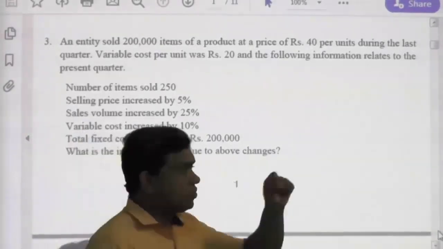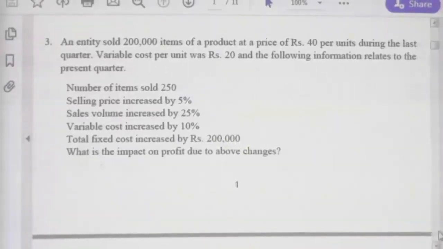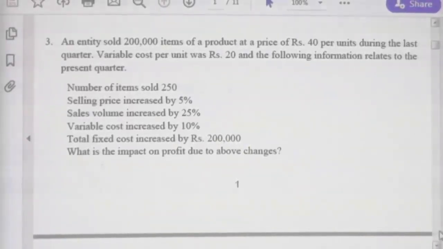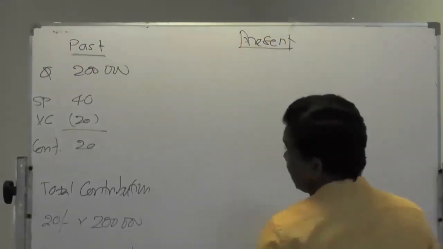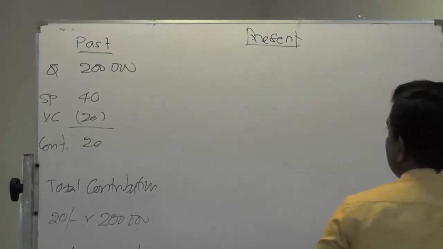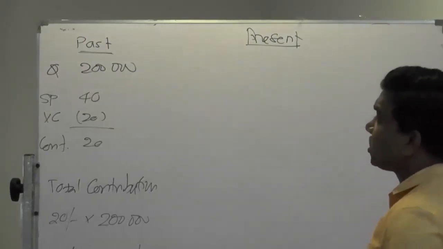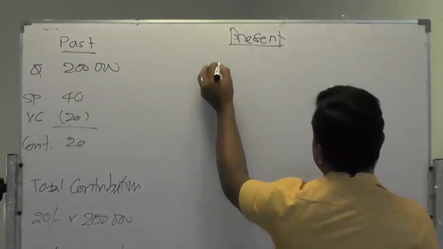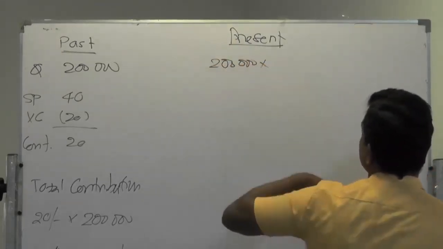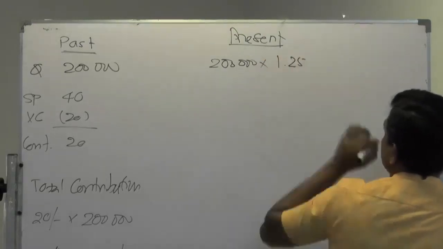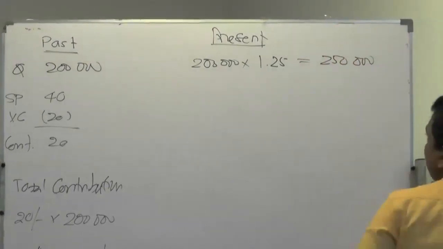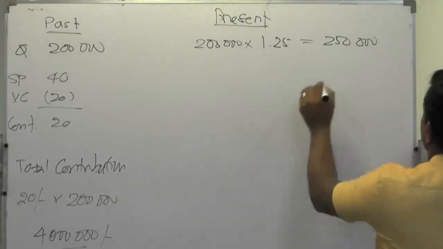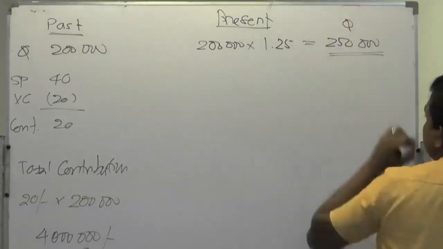Now let's take these figures onto the whiteboard. I think you have the questions, or you can go back to the video and see the question, because while I am explaining the question, I will summarize here. Now let's see what the present situation is. In the present situation, they mention number of items sold 250,000, or sales volume increased by 25%. Let's take the past sales volume increased by 25%, 1.25. Therefore, it will be 250,000 units, right? 250,000 units is the quantity.